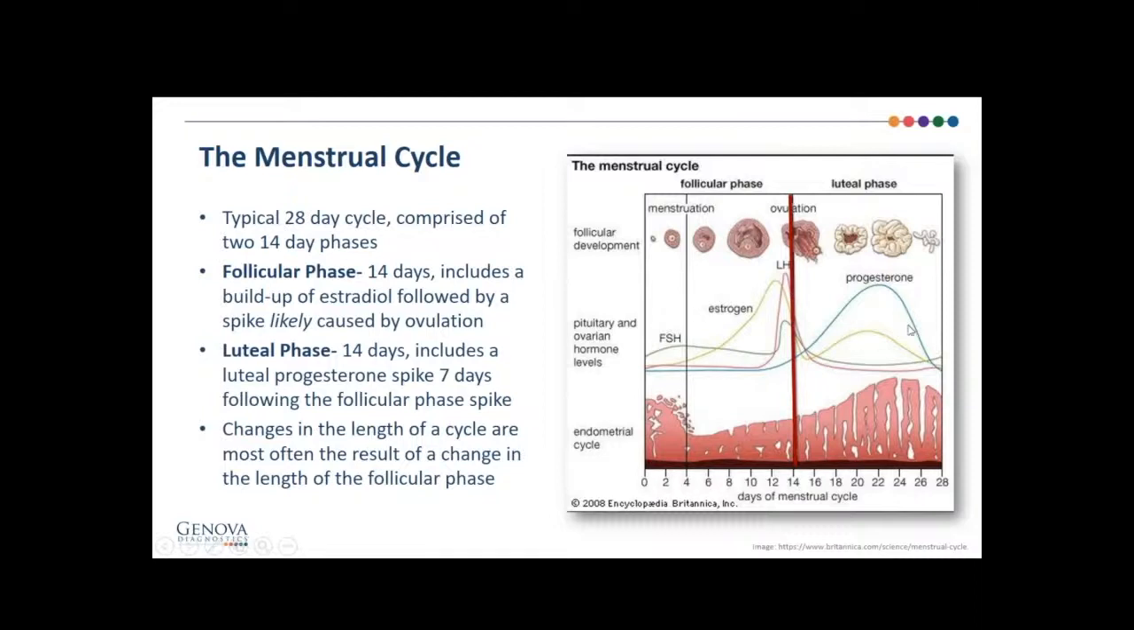The luteal phase, the second half here, is 14 days, and it's generally pretty strictly 14 days. If there's a difference in the length of the cycle, it's generally going to be about that first half. The estrogen follicular phase tends to be the one that will fluctuate. So the 14-day luteal phase includes the luteal progesterone spike 7 days following the follicular spike. That's what a normal cycle looks like. Changes in the length are, again, typically for the follicular phase.